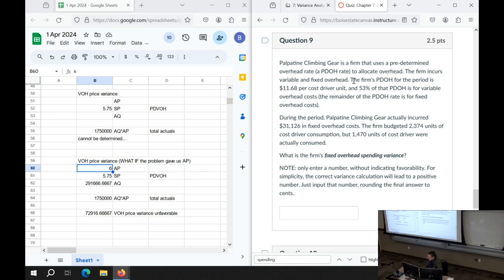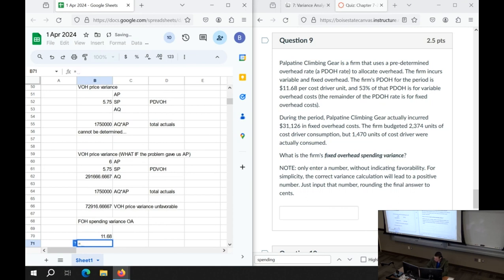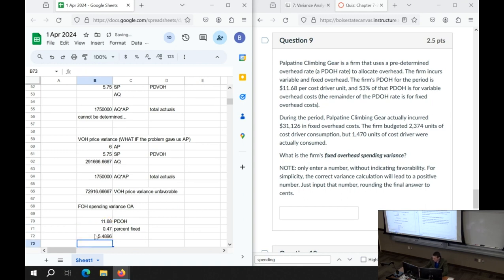Now, we're going to have to figure out the PDFOH from this stuff right here, basically. How much of our 1168 is due to fixed overhead costs, which in this case looks like 53% is due to variable. So the remaining 47% is due to fixed overhead. So we multiply this 1168. It equals 1 minus 0.53, which is 47%. This is percent fixed, PDOH. We're going to multiply these two together, and we end up with this as our predetermined fixed overhead rate.